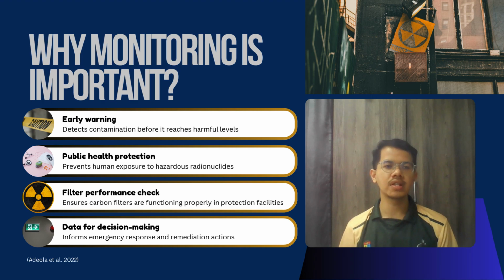So thirdly, monitoring can also allow us to check filter performance. As Clark et al. in 2023 described, the alert system continuously tests air after carbon filtration in collective protection shelters, so we can ensure the crew remains safe from chemical and also radiological threats. And finally, monitoring can also provide data for decision making. Of course, we can inform emergency response actions and also long-term remediation strategies when contamination is detected.